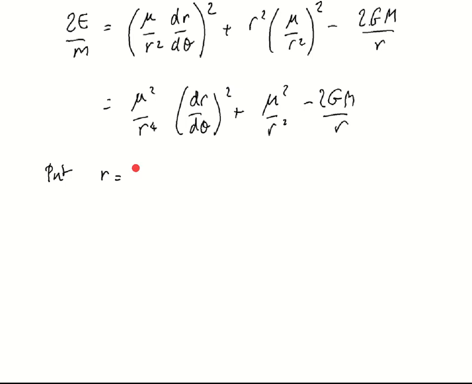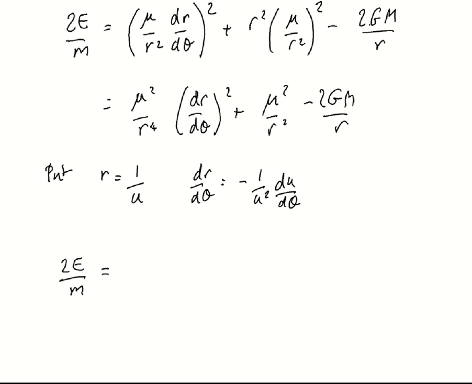So instead of having 1 over r, let's look at u. Let's try and get rid of it by putting r equals 1 over u. Because if r is 1 over u, then u is 1 over r, and everything turns into nice u's. So that means that dr by d theta is equal to minus 1 over u squared du by d theta. Let's just plug that in and see what happens. I've got 2E over m, so that's the energy factor.